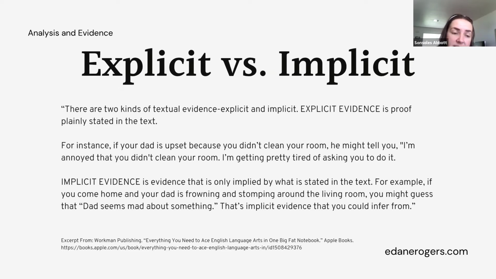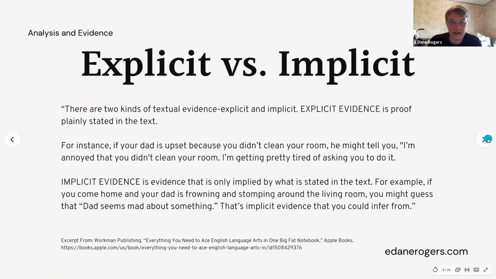I'm getting pretty tired of asking you to do it." Implicit evidence is evidence that is only implied by what is stated in the text. For example, if you come home and your dad is frowning and stomping around the living room, you might guess that dad seems mad about something. That is implicit evidence that you could infer from. Good. So the word explicit has the same root word as our expository essay. It's going to be more concrete, whereas implicit is going to be something that we can infer. And inference is something that we make when we analyze a situation and we draw a conclusion from that, but it's not explicitly said to us.